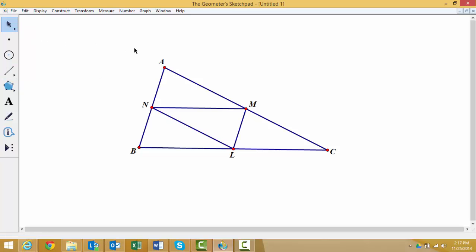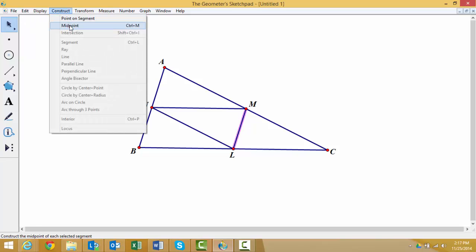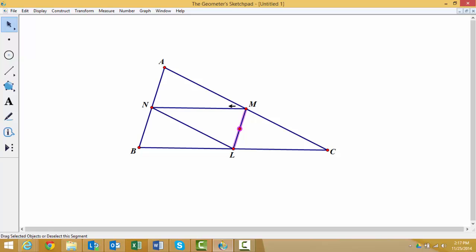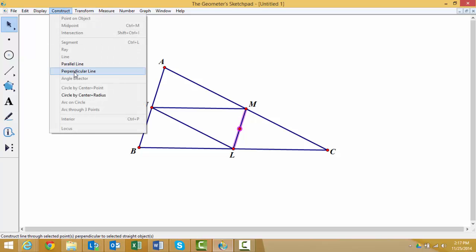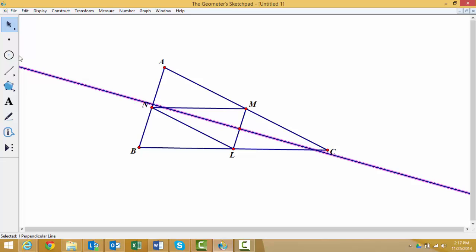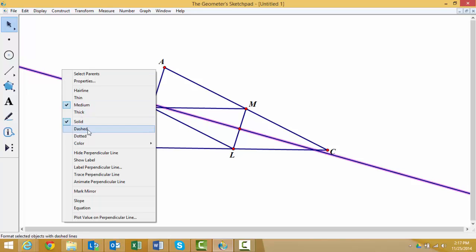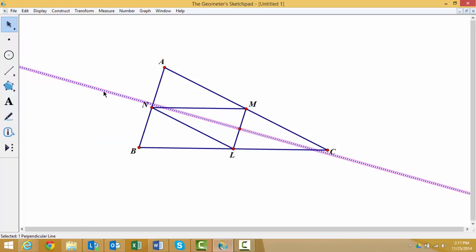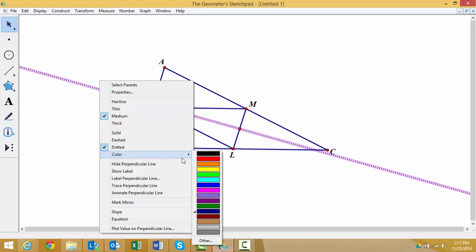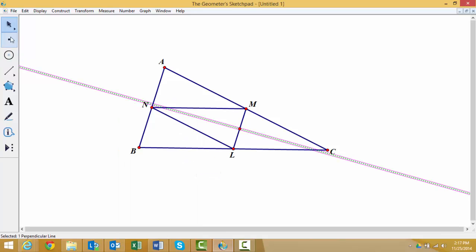Now what I'm going to do is draw perpendicular bisectors of this triangle LMN. So I'm going to take this and construct the midpoint. Then I'm going to construct a perpendicular line like that. Then unselect that, and let me select that. I want to make that a dotted line, and I want the color to be green, to distinguish. So that's a perpendicular bisector of this.